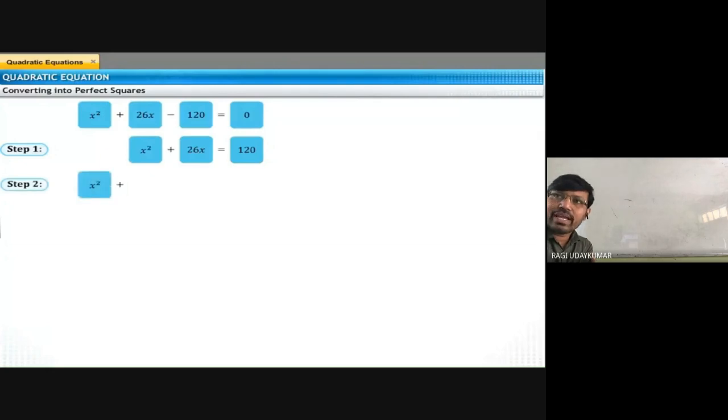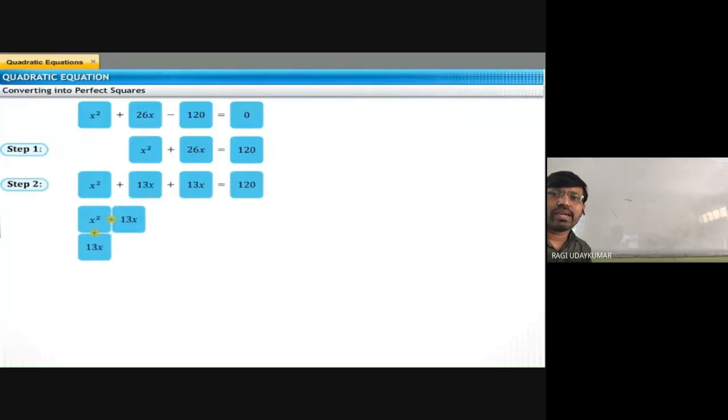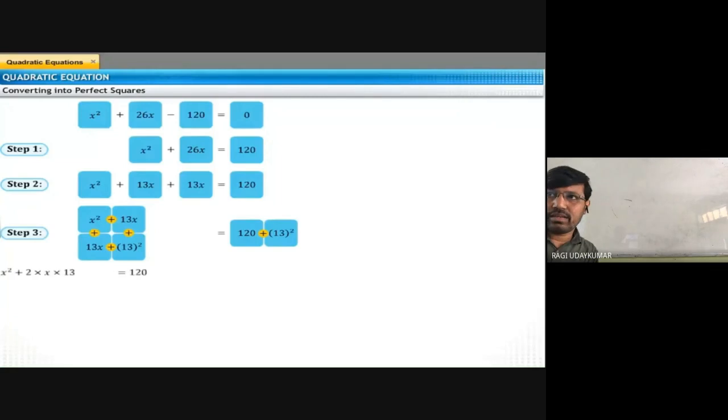Now we have to write x square, and this 26 should be written as two equal parts, 13 and 13: 13x and 13x, is equal to 120. 2 times 13x is there, so this is the 2ab term. In a square plus 2ab plus b square, the b square is not there, so 13 square is not there.